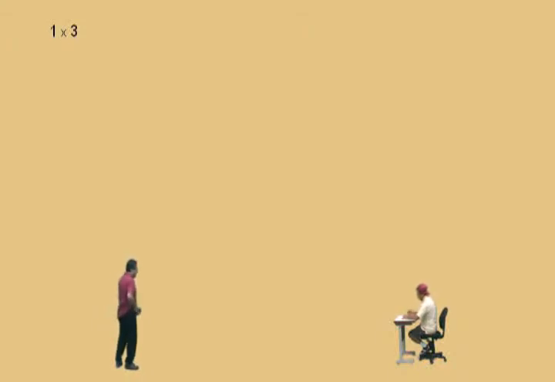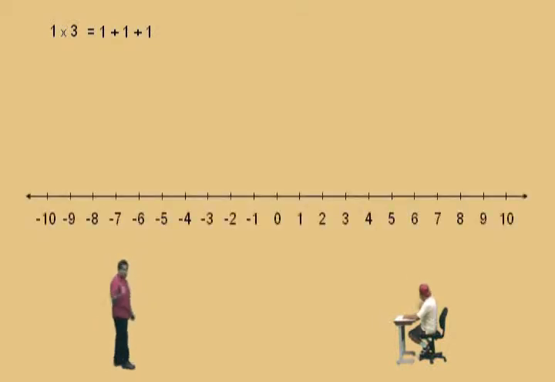1 times 3. There we go, Charlie. All right. Now, pay attention, Charlie. Remember, what did 1 times 3 actually mean? 1 plus 1 plus 1. Yeah, 1 plus 1 plus 1. Remember, multiplication was presented that way in this class. Multiplication is really addition. So how do you figure out 1 plus 1 plus 1, Charlie?